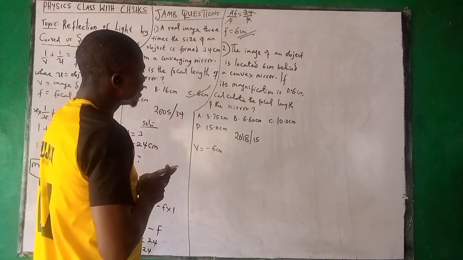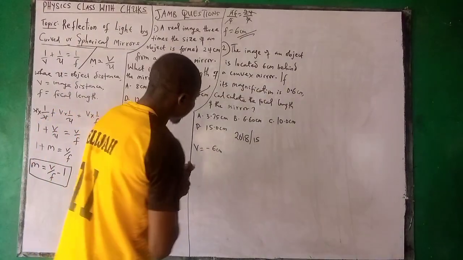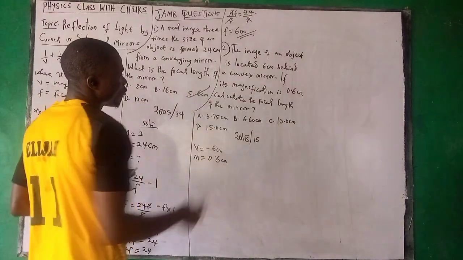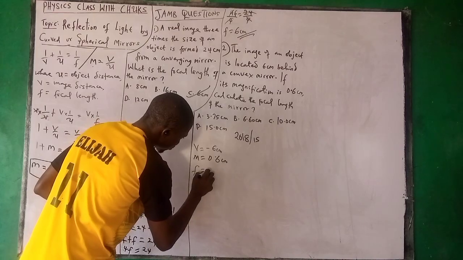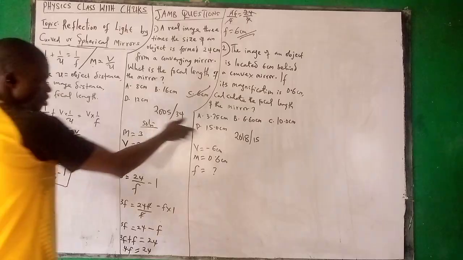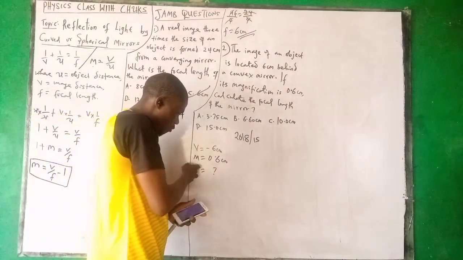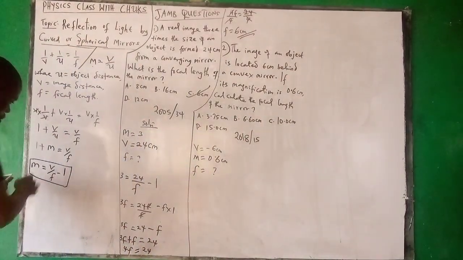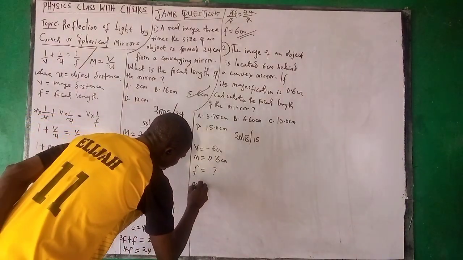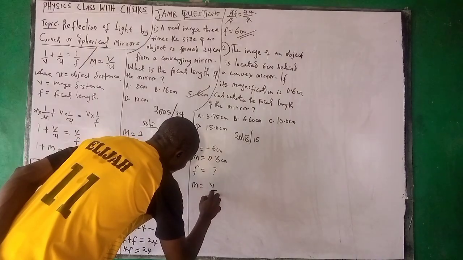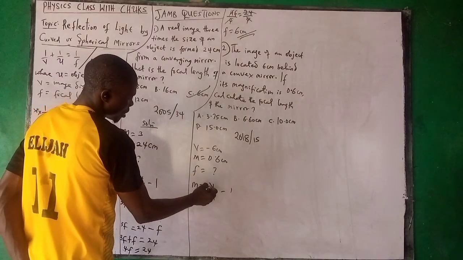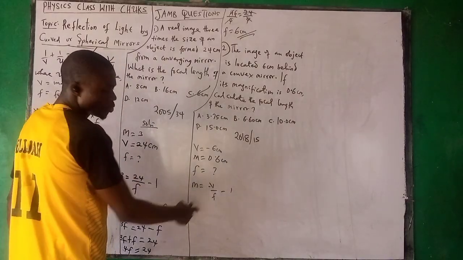If its magnification is 0.6, so M is 0.6. Calculate the focal length. F is what you are asked to calculate. I said the short formula to use when you have image distance, magnification, and you have to find focal length. Just use this simple formula: M equals V over F minus 1. In this case, my V is negative, and F is what I'm looking for.